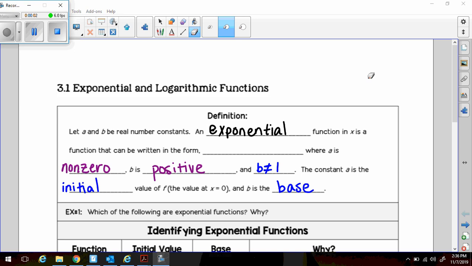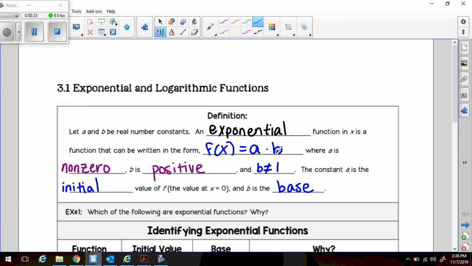Good morning. This is Unit 3, Day 1. We're going to start exponentials today. So we're going to let a and b be real number constants. An exponential function in x is a function that can be written in the form f of x equals a number times another number to the x power. So your variable is actually the exponent, where a is non-zero, b is positive, and it's not 1.